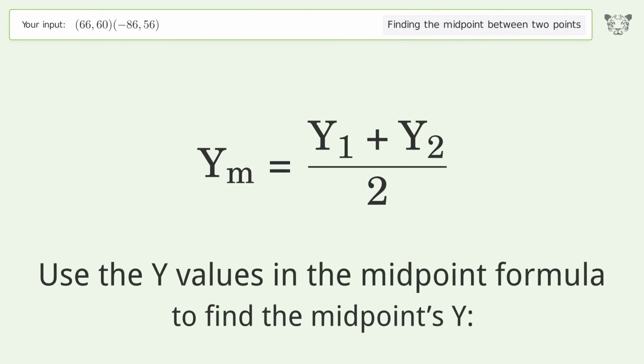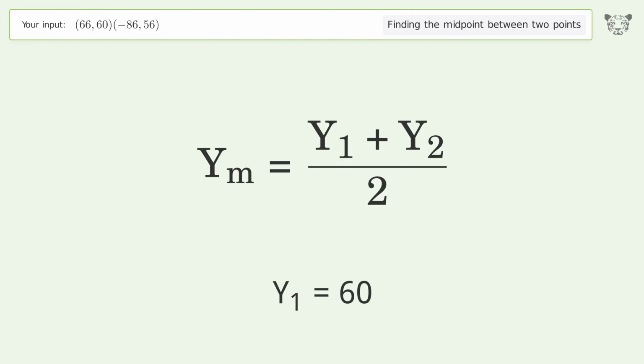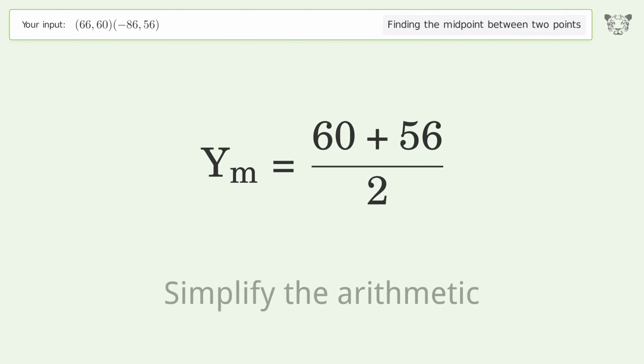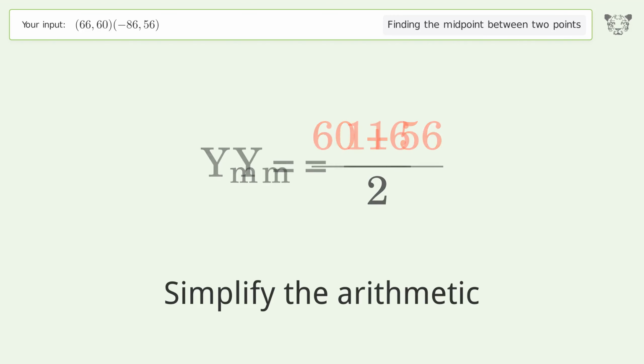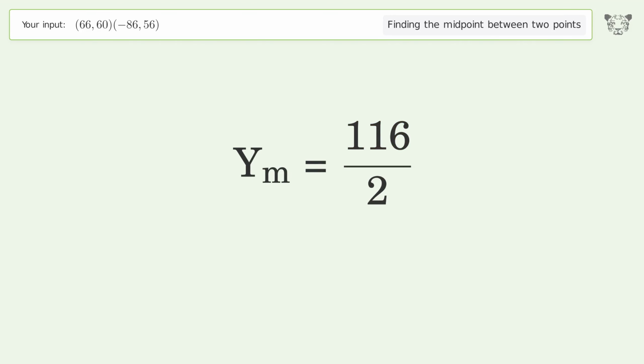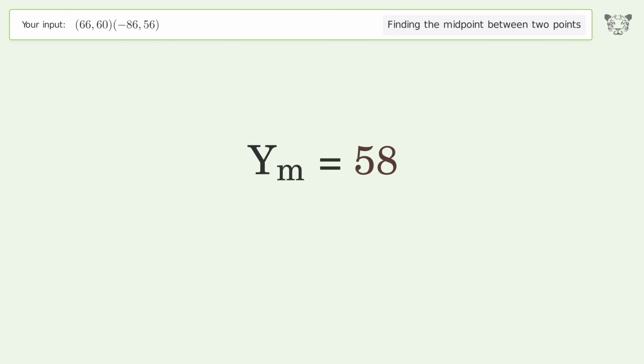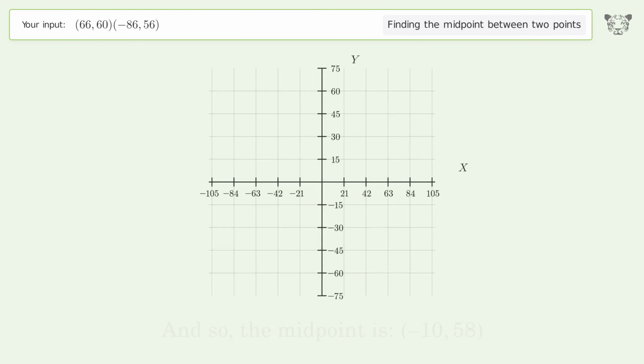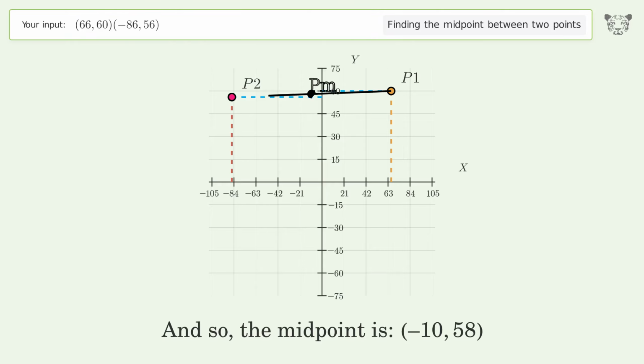Use the y values in the midpoint formula to find the midpoint's y. y1 equals 60. y2 equals 56. Simplify the arithmetic. And so, the midpoint is -10,58.